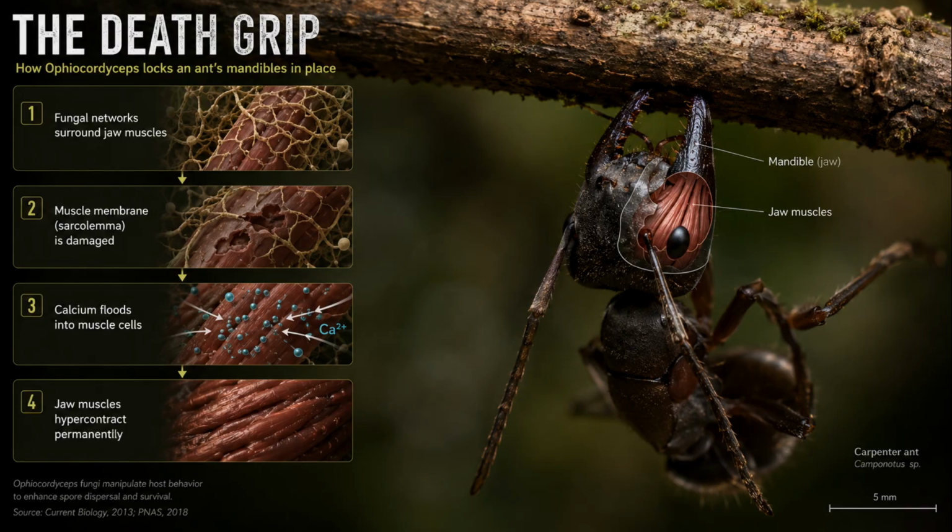Act 2. Takeover mechanics. Okay, so how does a fungus actually force an ant's jaw to lock shut forever? Well, the death grip isn't a voluntary bite. It's a forced hypercontraction. It happens in 4 main steps. First, the fungus forms dense networks that completely surround the ant's jaw muscles. Second, it damages the protective membrane of the muscle cells. Third, because that membrane keeps ionic balance, the damage causes a massive flood of calcium into the muscle. And finally, that calcium flood acts like a short-circuited electrical system, causing the jaw muscles to violently hypercontract and lock up permanently. No way out.